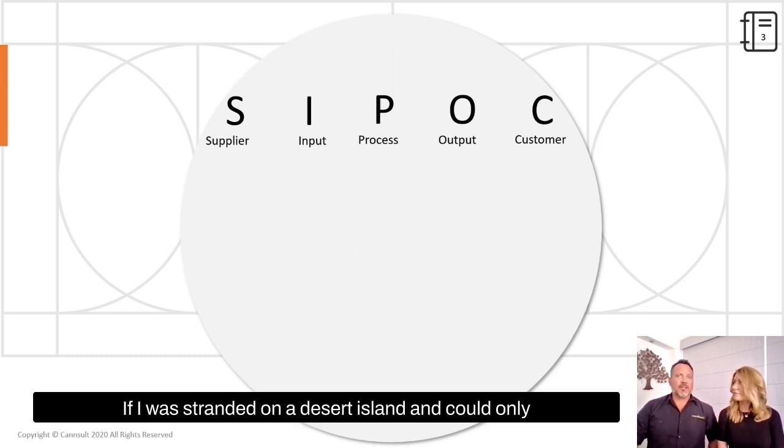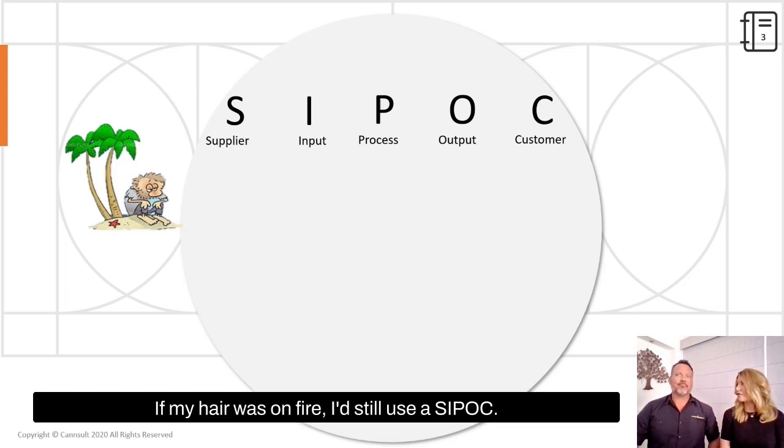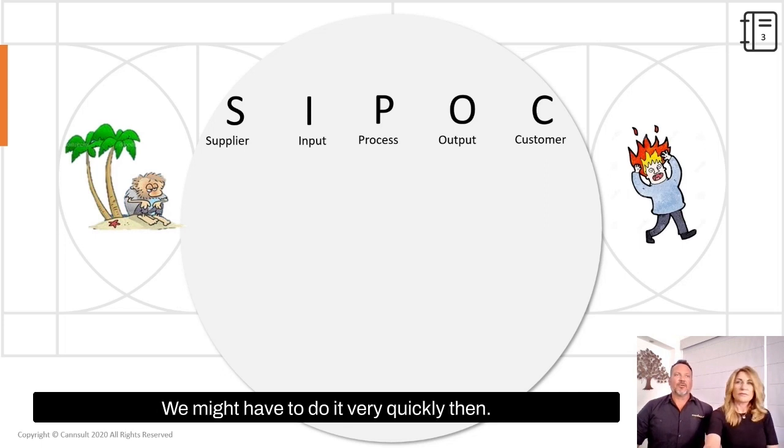If I was stranded on a desert island and could only bring one CI tool, it would be the SIPOC, Claire. Oh, same for me. If my hair was on fire, I'd still use a SIPOC. We might have to do it very quickly then.